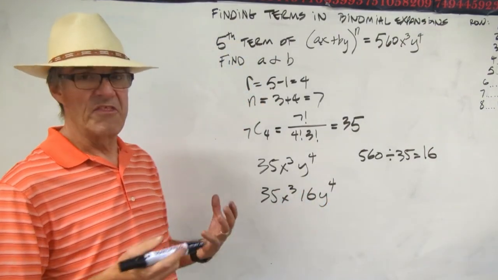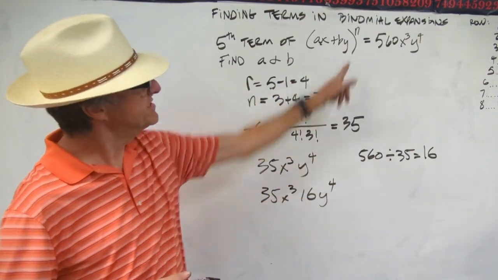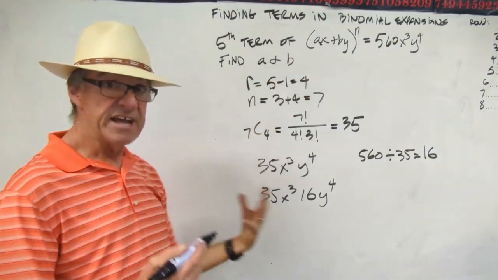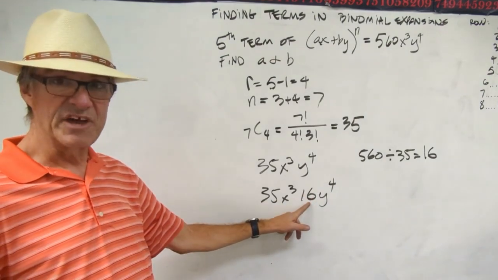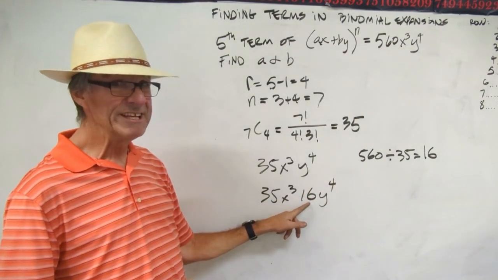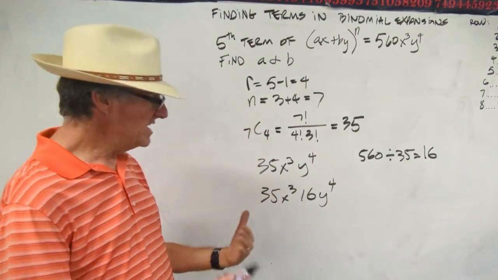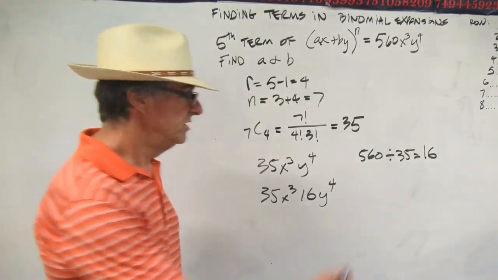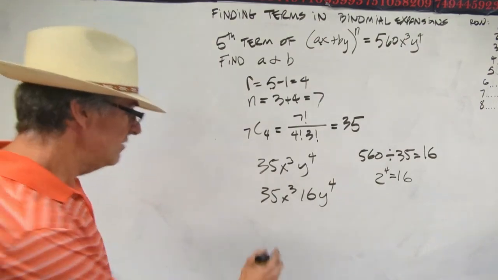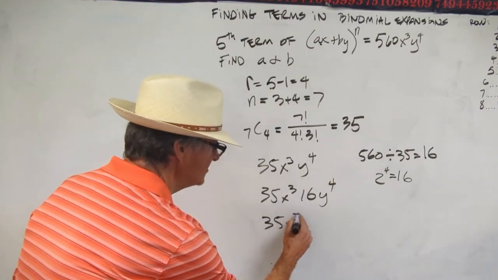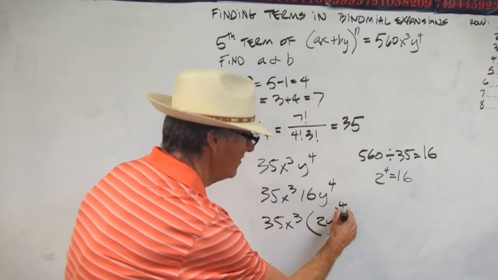Now, we're not quite there yet because I need to find out what the b is. Now the b is inside of my parentheses, so it's acted on by the power. But right now it's not. I have y to the fourth and 16 outside. But 16 is a really nice number for this. It's a power of 2, and coincidentally, it is the fourth power of 2. So I can write 2 to the 4 equals 16. So this is cool because now what we can do is we can write 35 x to the third, parentheses 2y to the fourth.